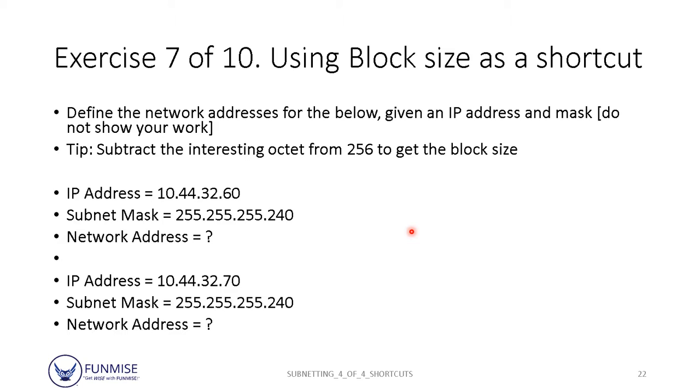Now, exercise 7, using the block size as a shortcut. Define the network address for the below given IP address and mask, do not show your work. We're just going to subtract the interesting octet from 256 to get the block size. Here, we have the subnet mask, right? And we're just going to subtract this 240 from 256, giving us a block size. Oh, great, they're using the same subnet mask. So the block size is going to be the same. The only question is, are these in the same network or not? We don't know, but we will find out.